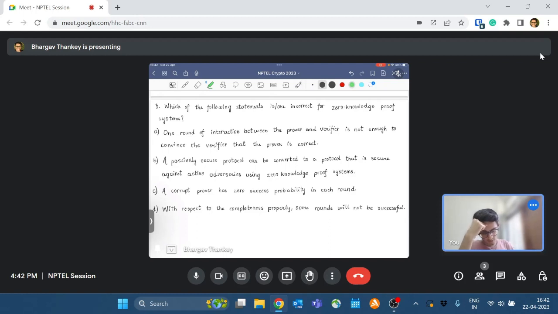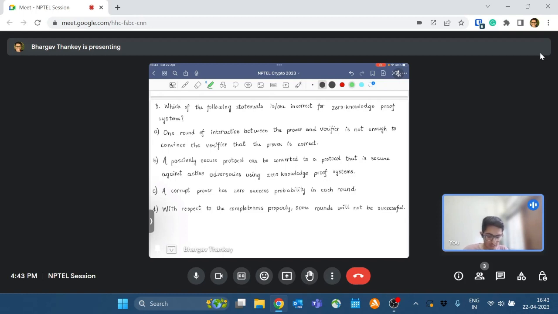Option A is one round of interaction between the prover and the verifier is not enough to convince the verifier that the prover is correct. Well, this is true because if there is only one round of interaction, then only the prover can send a message to the verifier. If using just this message the prover wants to convince the verifier, then this has to be a proof, right? But the prover does not want to reveal the proof or the witness because this is zero knowledge. So using just one round of interaction, the prover cannot convince the verifier that the statement is correct if you want to do this in zero knowledge fashion. So option A is correct.